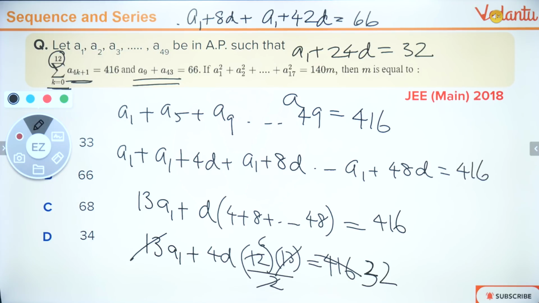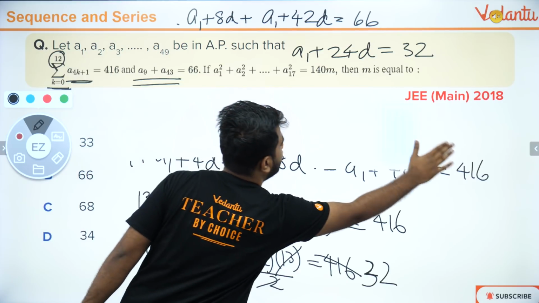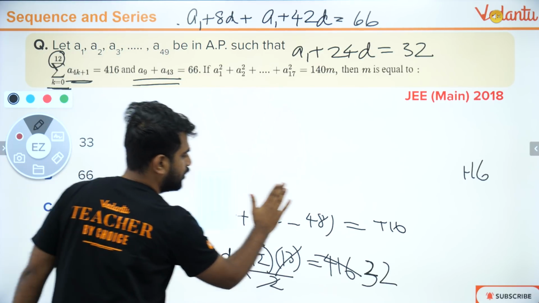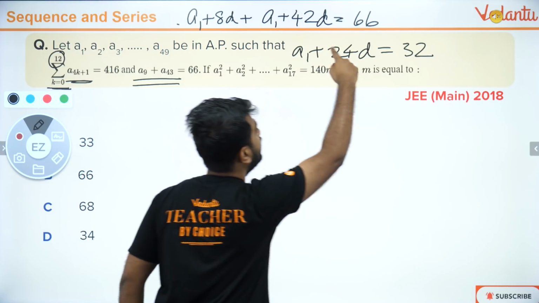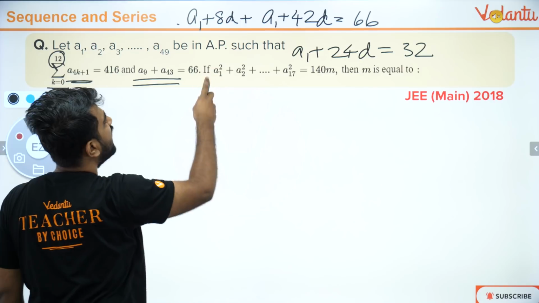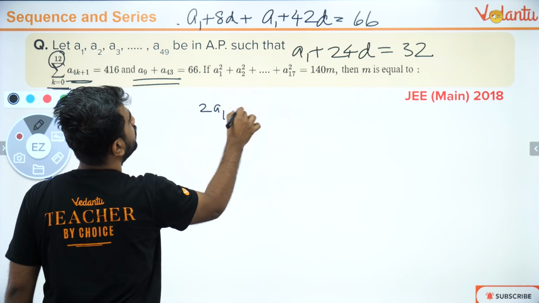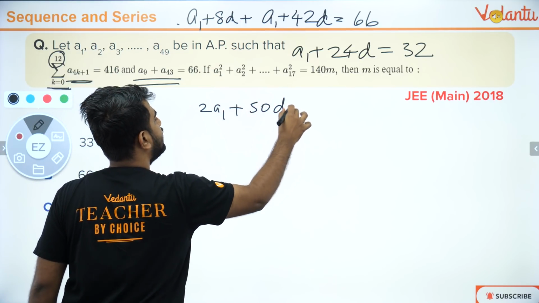Okay, so all of you fine? So let me erase this because I need only the 2 linear equations. All this information is used. I don't want it anymore. So I will use the two linear equations. What do we have from top? We have 2a1 plus 50d is equal to 66.